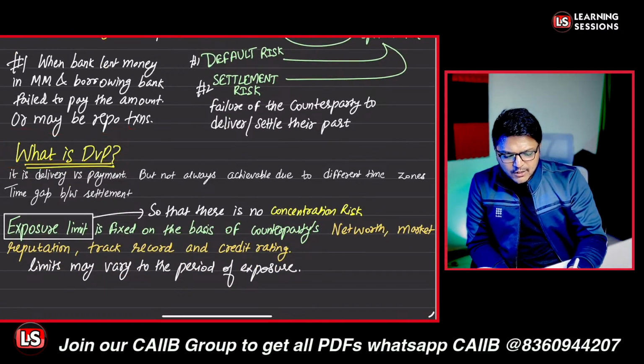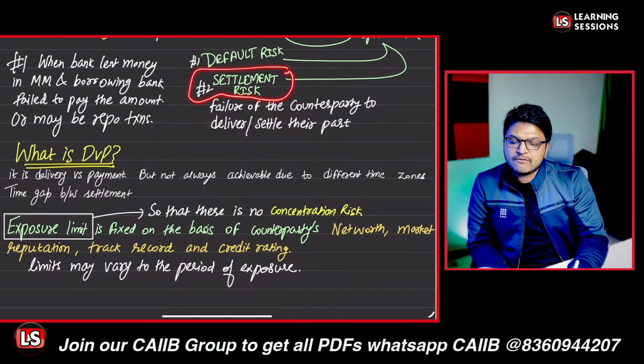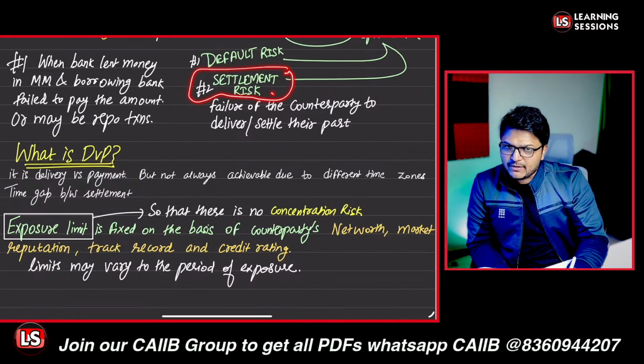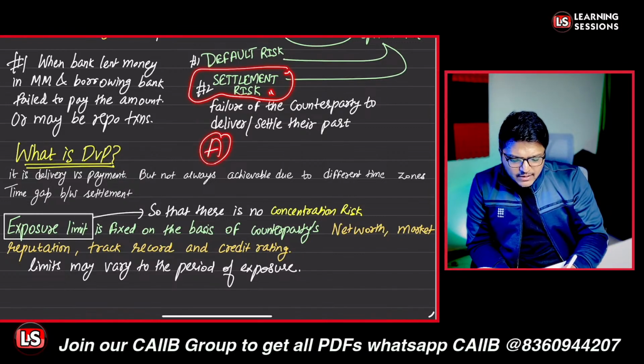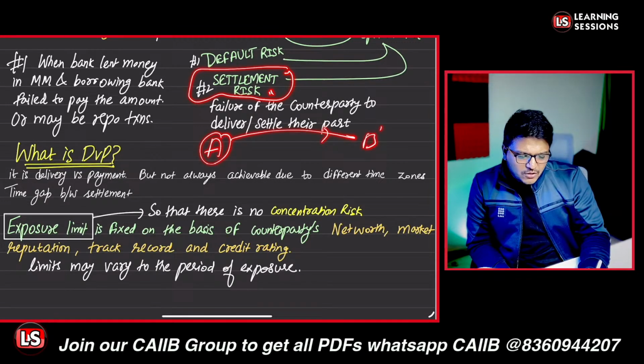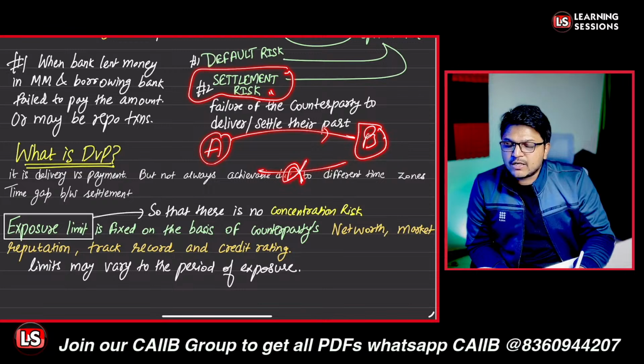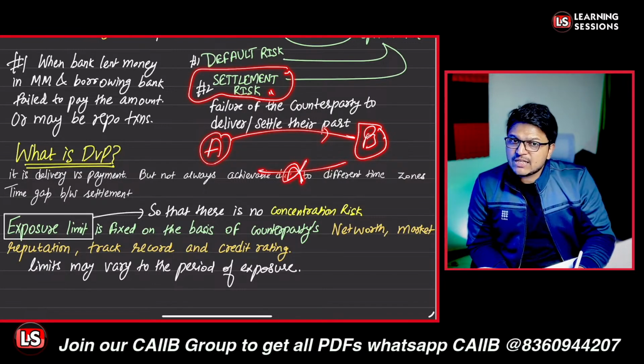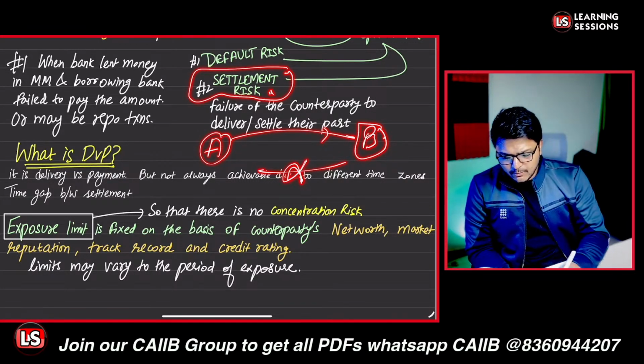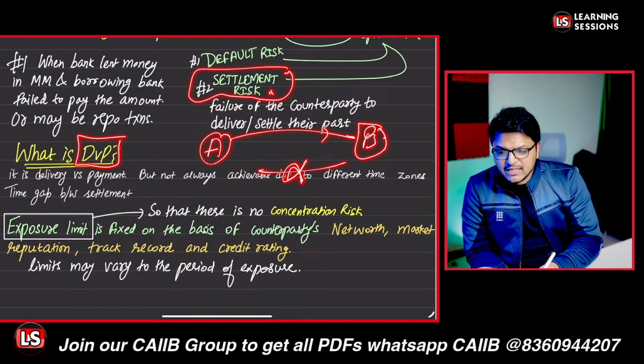DVP is related to when you want to safeguard yourself against settlement risk. Why was the settlement risk there? Because A had already executed the obligation on his own part, but B was not able to. That was why the risk of settlement was there. If you want to safeguard yourself from settlement risk, you should go for DVP, that is, delivery against payment or delivery versus payment.